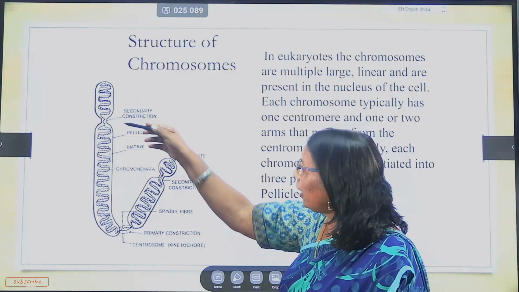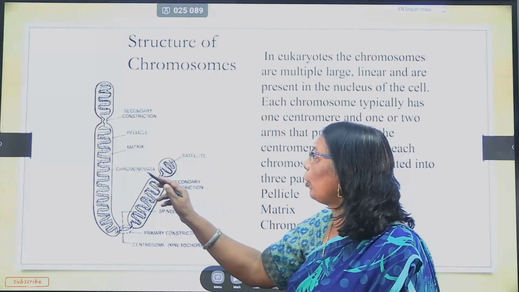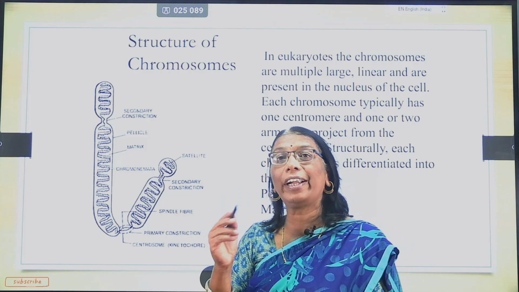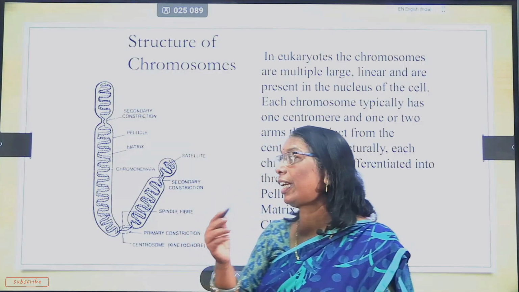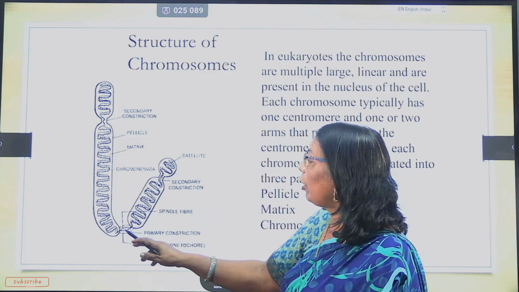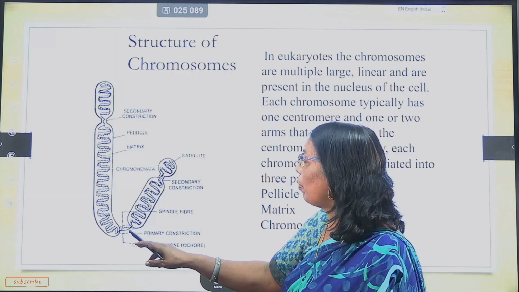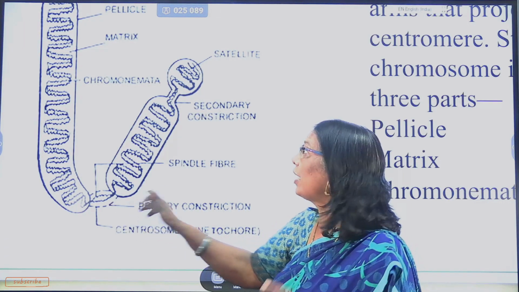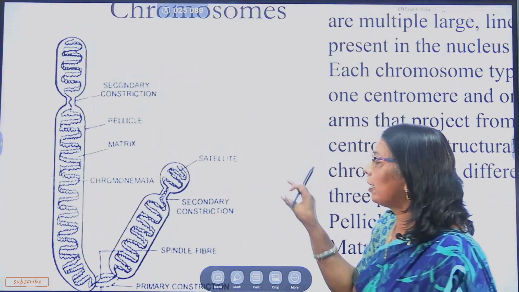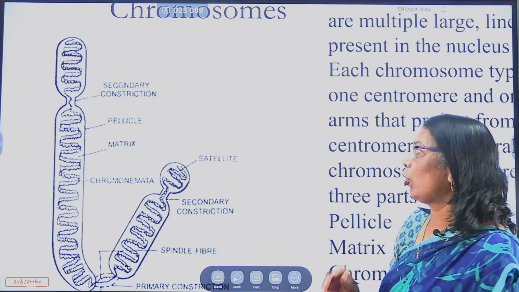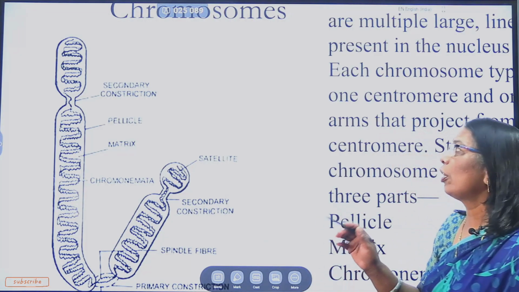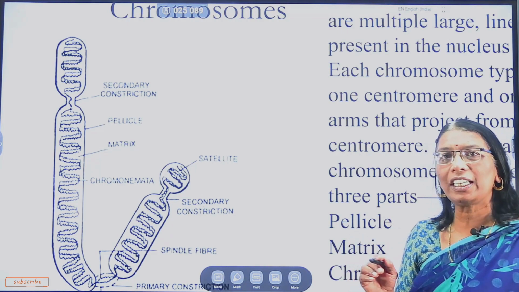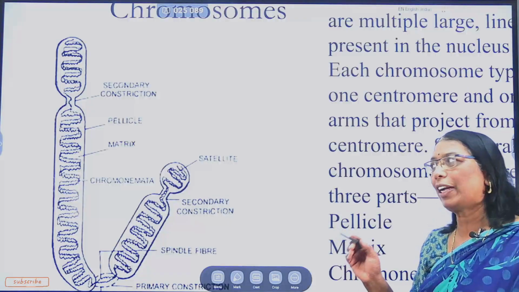When the chromonemata pass through the arms of a chromosome, they are thin, spirally coiled thread-like structures that are tightly bound. But when the same chromonemata pass through the centromere, the primary constriction, we find that they are straight thread-like structures. So the structure of a chromosome is made up of an outer membrane, the pellicle. Inside that the matrix region is present, and in that matrix the chromonemata is present.